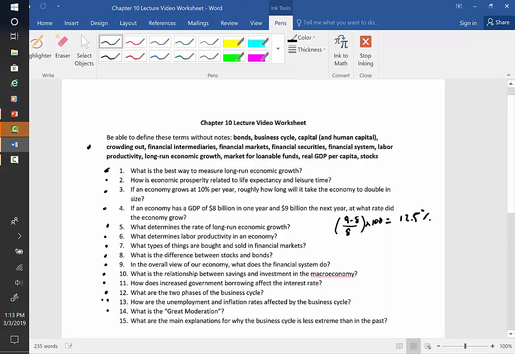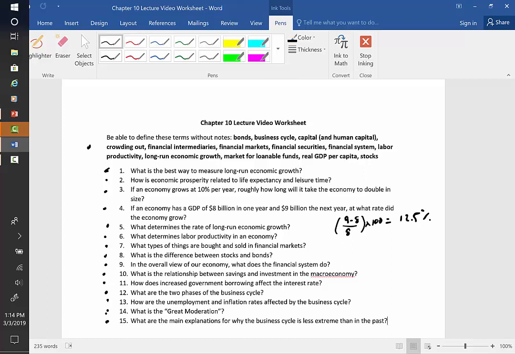Okay. Number 14, the Great Moderation is this idea or this observation that since about 1950, the business cycle has become way more stable. The average length of recession has fallen, and the average length of expansion has risen, and so the economy is a lot more moderate. We have much smoother growth than we did before, and we benefit from that. Number 15 here says, what are the main explanations for why the business cycle is less extreme than in past? In other words, why is it more moderate?